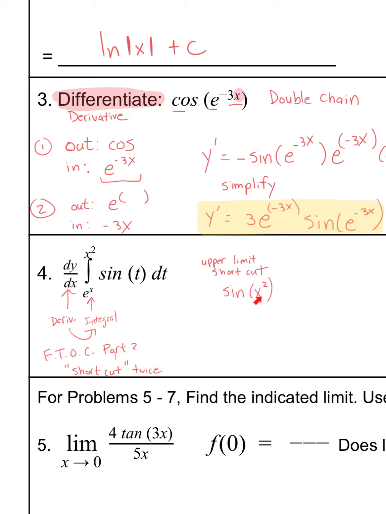And the second step, of course, is to multiply everything by the derivative of that limit. The derivative of x squared is 2x. So I'm just going to put that out front, 2x. And then we do minus. And then we do the lower limit shortcut. We just do it again.